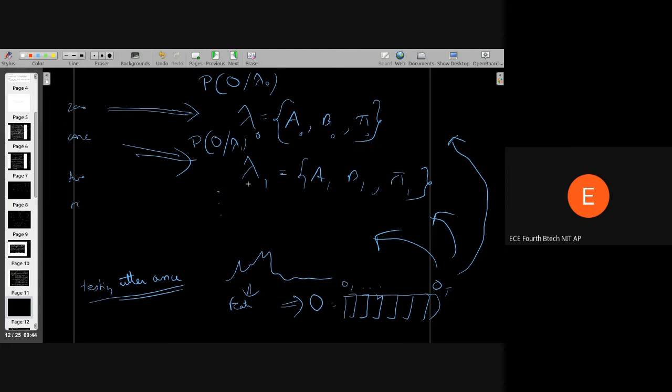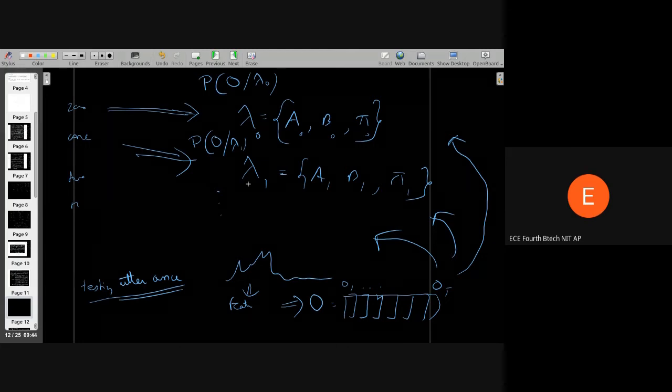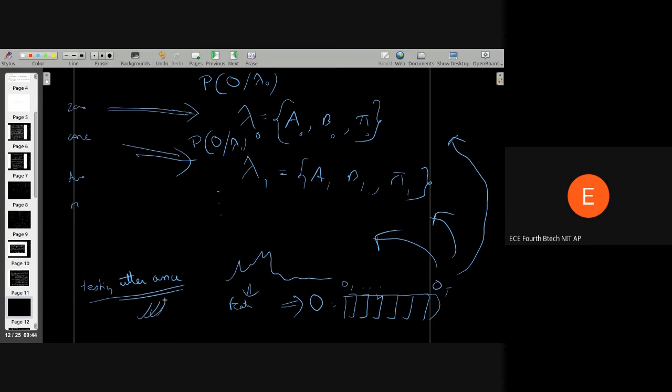Whichever probability is the highest, you will say my testing utterance belongs to that model, the 0 model. That means I uttered 0. The machine will say whatever this person has uttered, this speech signal, corresponds to 0. He is speaking 0, or he is speaking 1 or 2. Out of all this, you'll compare. But the important thing first is, how do we figure out the probability of the observation given the model lambda?